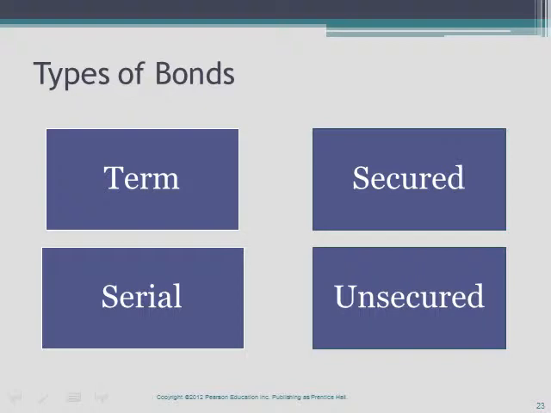Secured or mortgaged bonds give the bondholder the right to take specific assets of the issuer if the company defaults, that is, if it fails to pay interest or principal. Unsecured bonds, called debentures, are backed only by the good faith of the borrowers. Debentures carry a higher rate of interest than secured bonds because debentures are riskier investments.